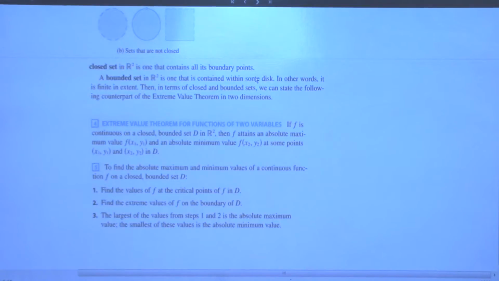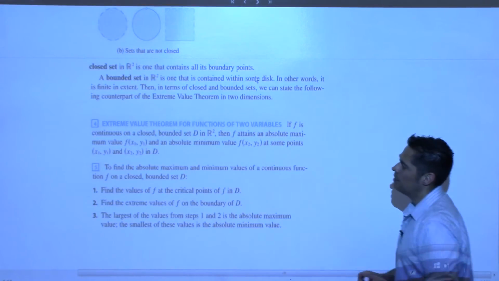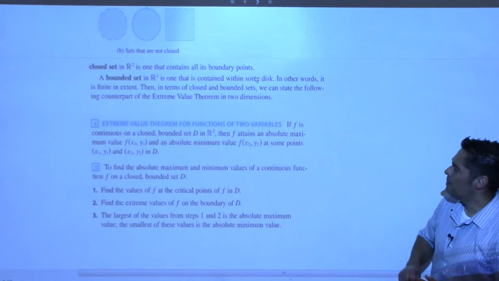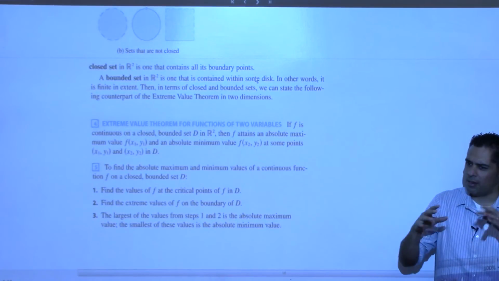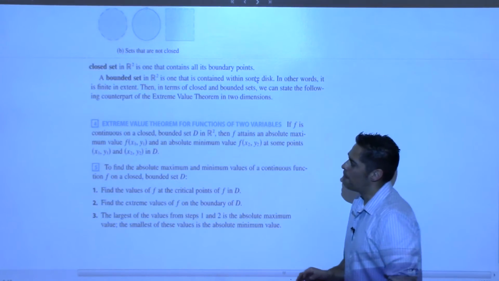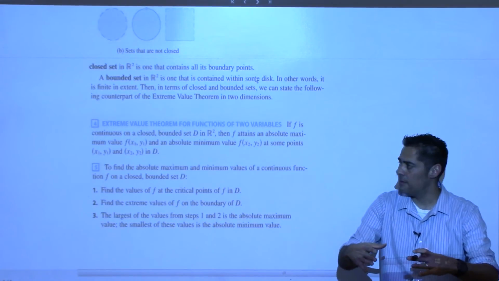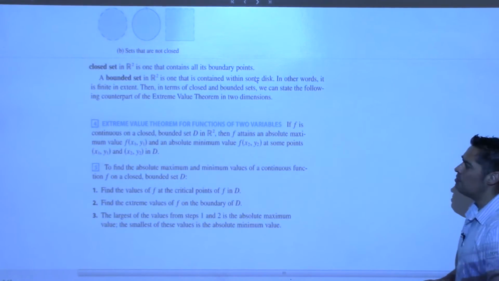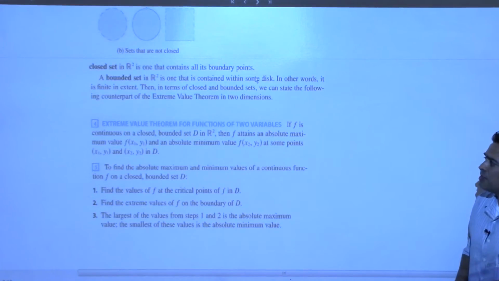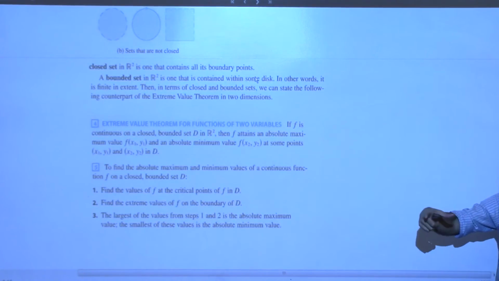All right, so what does this new extreme value theorem for functions of two variables say? I know this is hard to read, but this is in the book, okay? If f is a continuous function, so it has to be nice and smooth, we don't have any crazy things happening, on a closed bounded set, capital D, so we have a closed bounded set that is its domain, it's restricted to that, then f attains an absolute maximum value and an absolute minimum value at some points inside of D. That means it has to find an absolute max and an absolute min somewhere on that domain.